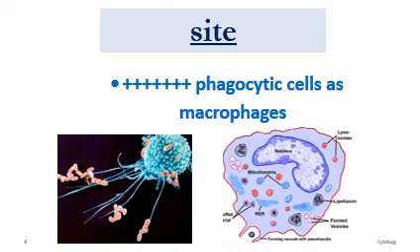Once it starts digestion, it is known as a secondary lysosome. Site: we can expect it is present in phagocytic cells like macrophages, cells large in size whose function is to phagocytose foreign particles and bacteria. So it needs many lysosomes inside it to digest them.